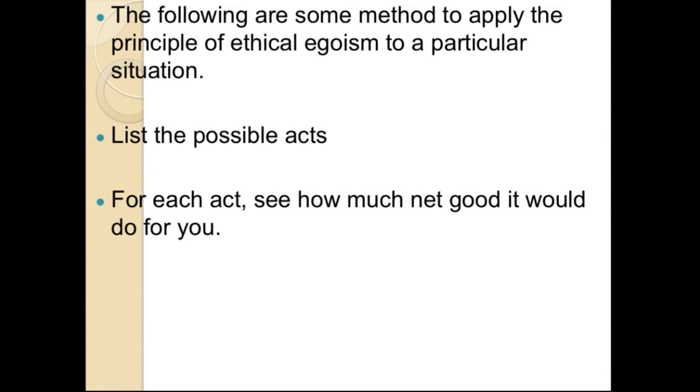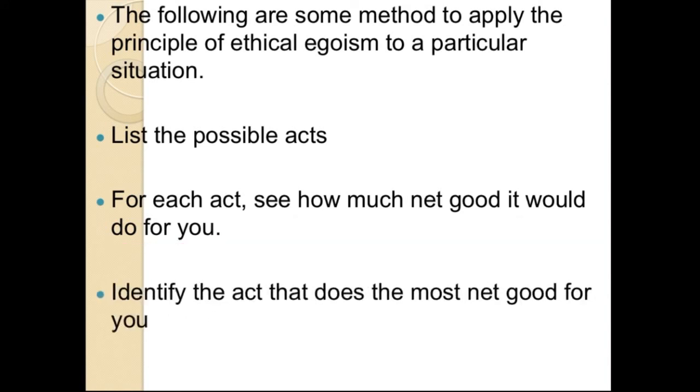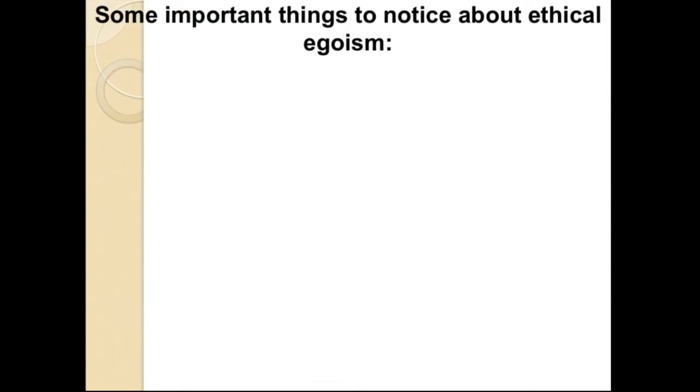The following are some methods to apply the principles of ethical egoism in a particular situation. List the possible acts. For each act, see how much net good it would do for you. After listing the possible acts, we need to see how much net good each would do for you. Identify the act that does the most net good for you. You need to identify the most net good.